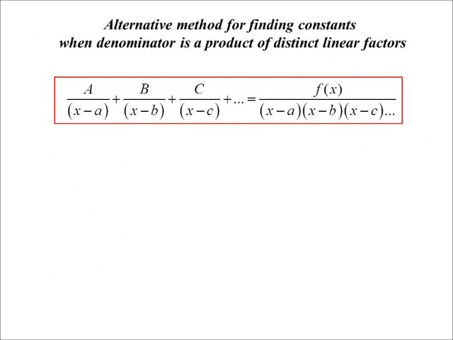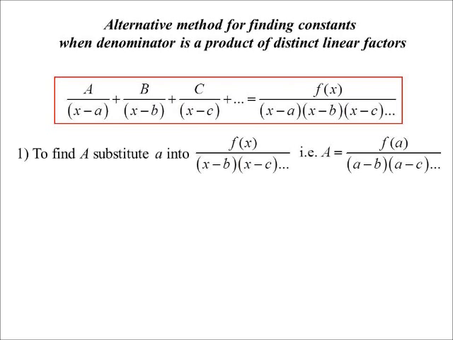Now, there is another way of finding these constant values, which some people call the Cover-up method, you might have noticed. First of all, the idea that most people get shown is this. It's just when it's linear factors. So if I've got A on x minus a, B on x minus b, C on x minus c, and we know that's equal to some function on the top of the fraction, and there's all the bottom. If I want to find A, I substitute a into this expression.